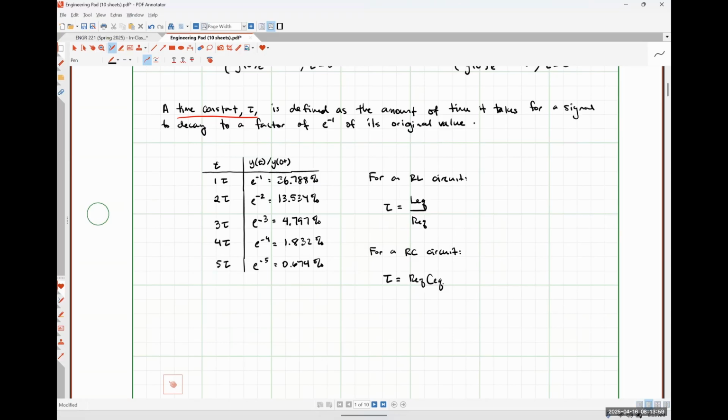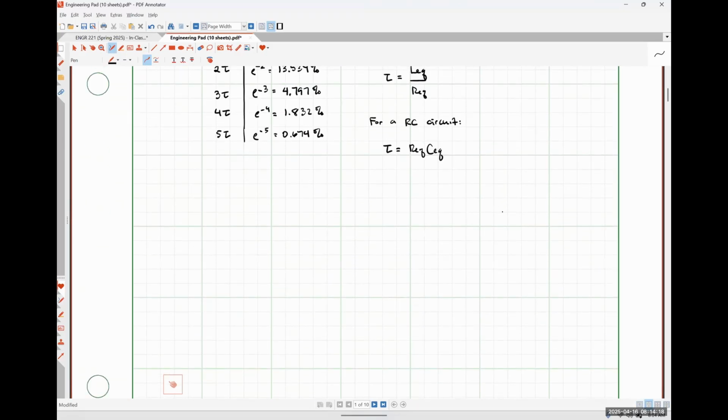Okay, so before we move on from this concept of time constants, does anybody have any questions about what it is, how to calculate it, what it means? All right.